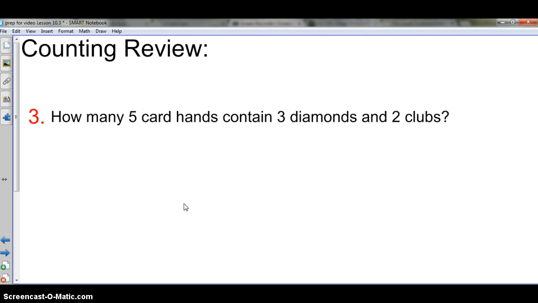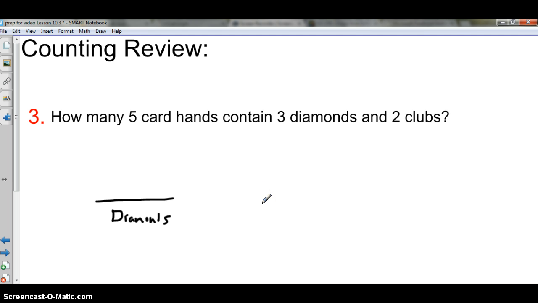Number 3, how many 5-card hands contain 3 diamonds and 2 clubs? Alright, so now we're not so much picking choices. We've got essentially 2 things that need to happen. The first thing that needs to happen is for me to get my pen out and not the highlighter. The first thing that needs to happen is we need to get some diamonds. Alright, so we need to get 3 diamonds.